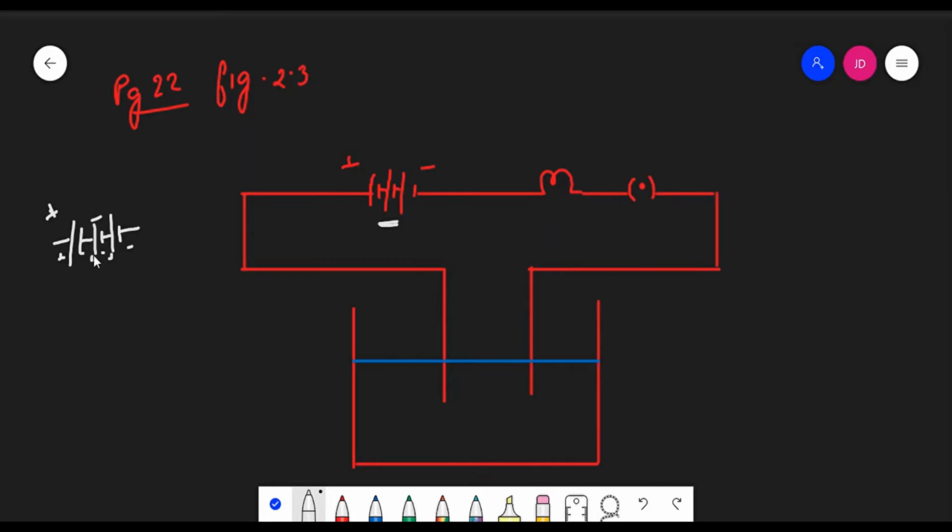Let us say here each battery is 1.5 volt. Then if you connect 3, it will be 4.5 volt in total. So this is how we generally draw batteries, which we are going to see in chapter 12.